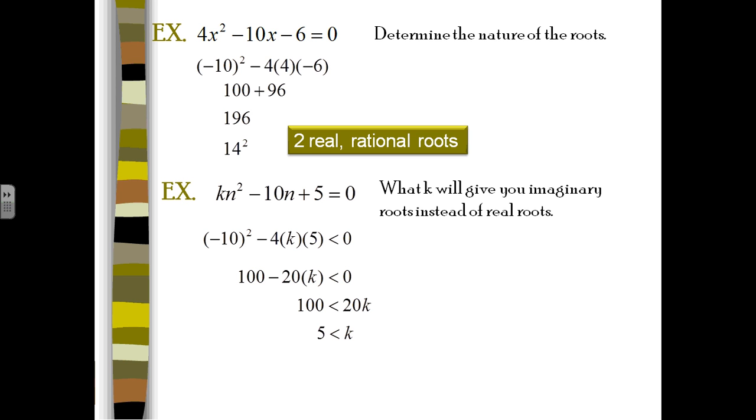So you will sometimes have to deal with these inequalities that you're going to be working with. Okay, hopefully this will be a very simple section for you guys.